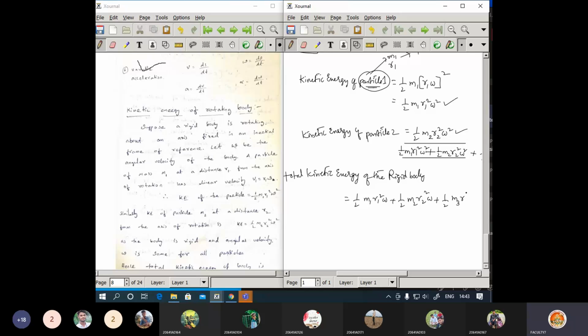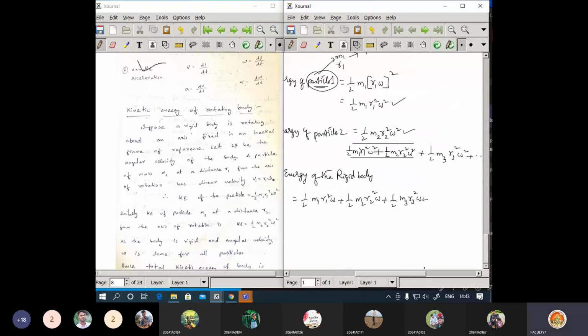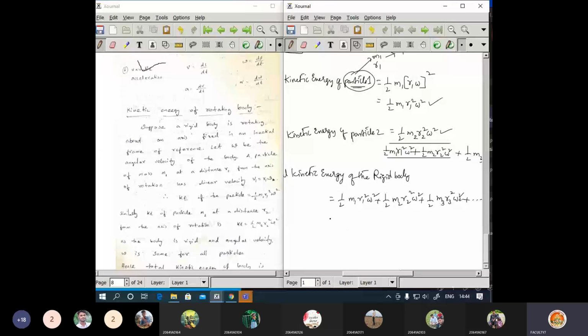Now we are going to rewrite the expression and give a short equation for it. We will rearrange these things. Omega square should be there. Now let us get the resultant expression. Take out the common factor: half is common and omega square is common. So half omega square I will take out, and here I will write m1 r1 square, plus m2 r2 square, and so on.